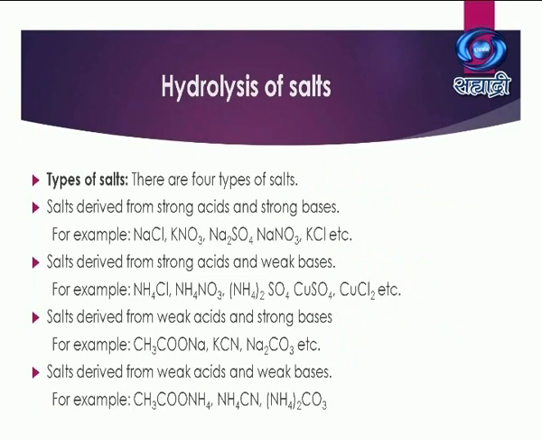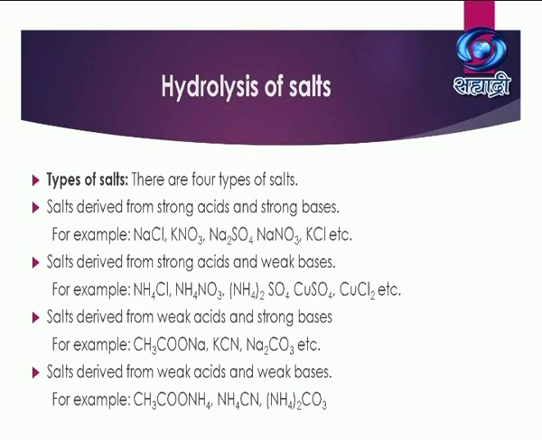Now, what are the types of the salts? There are a total of 4 types of salts. Salts derived from strong acids and strong bases. Examples are NaCl, KNO3, potassium nitrate, Na2SO4, sodium sulfate, NaNO3, sodium nitrate, etc.